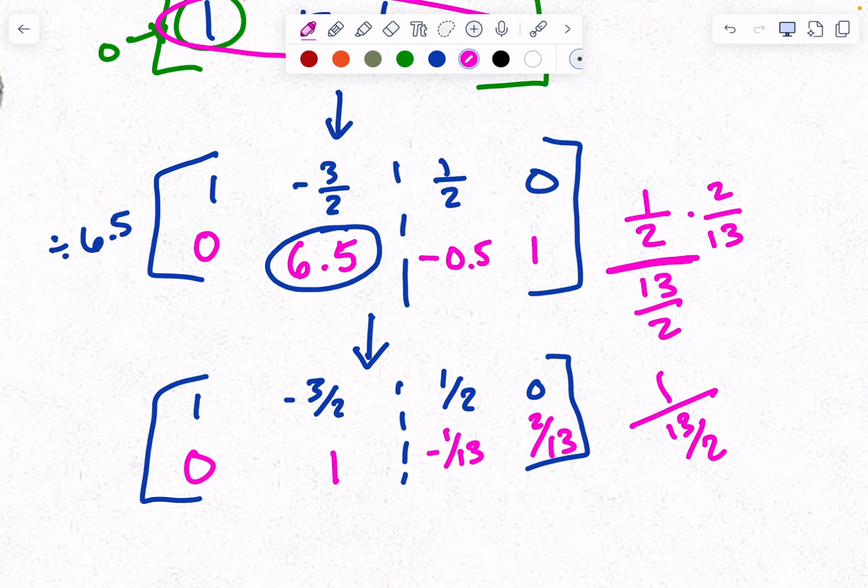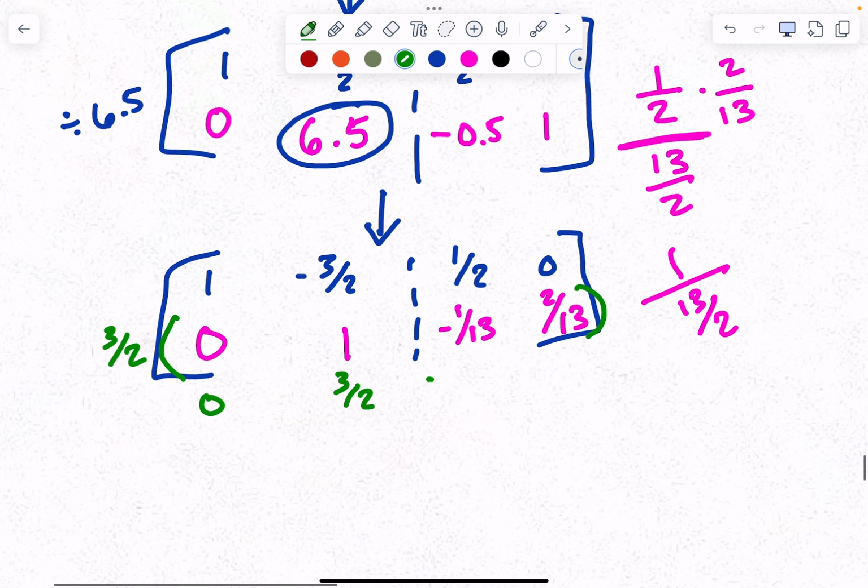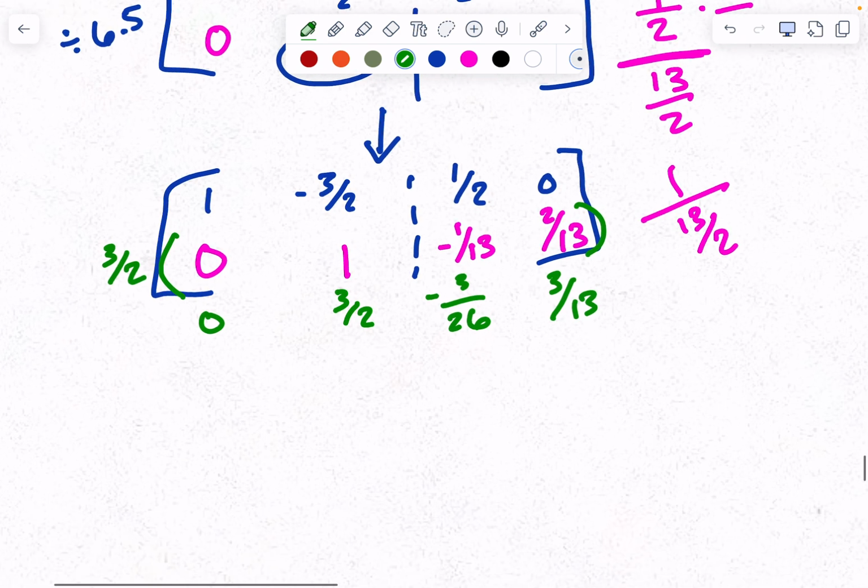All right. Now, last, we got -3 halves. Take row 2 times 1.5, or times 3 halves, and I'm going to add it to row 1, right? So if I do that, 3 halves times 0 is 0. 3 halves times 1 is 3 halves. Okay, 3 halves times -1/13 is -3/26. 3 halves times 2/13 is 3/13. That's so disgusting. Okay, whatever.